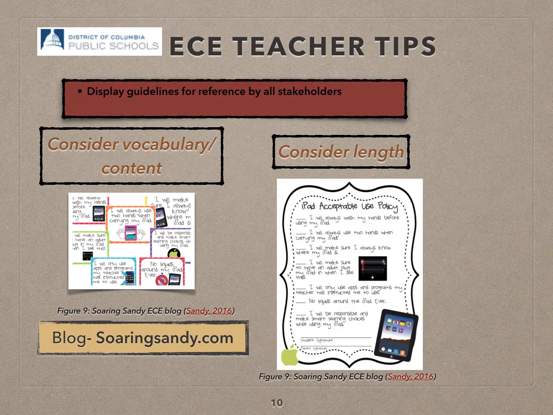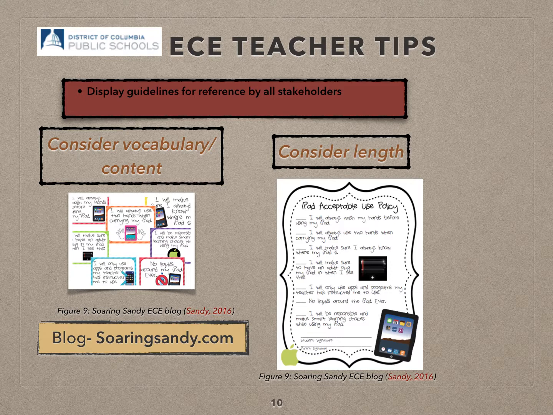Tip number 2. Display guidelines for reference by all stakeholders. You want to consider the vocabulary and the content you use when introducing it to students. The policy we looked at earlier for the DCPS students overall was very lengthy and it used a lot of big words. So we might want to consider using words like, I will always use two hands to carry my iPad. This is more age appropriate for what our students would need in order to use technology.